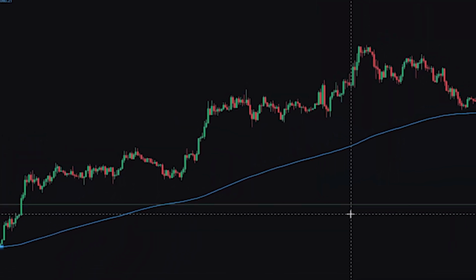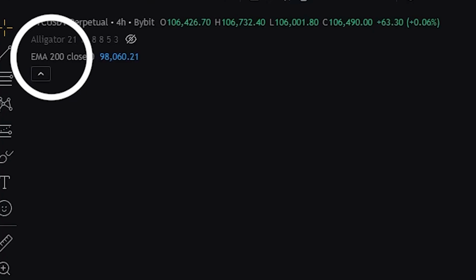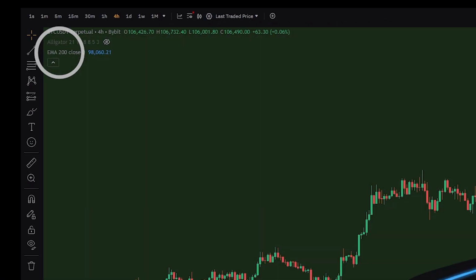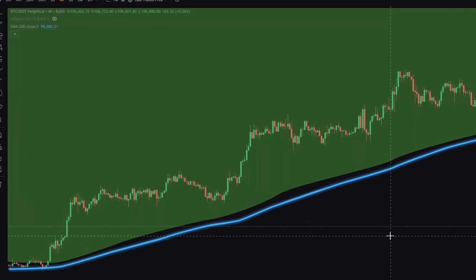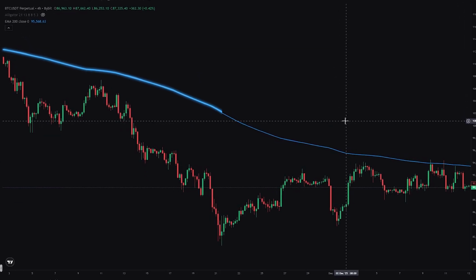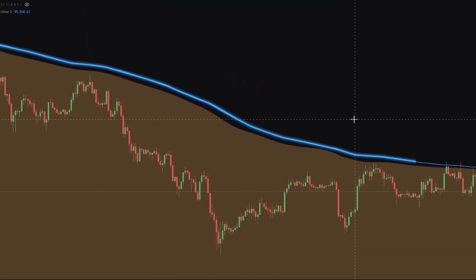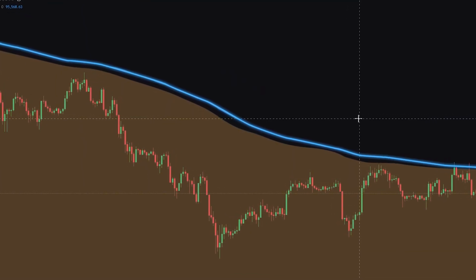To filter trades against the main move, we add an exponential moving average with a period of 200. It serves as a guide for the background trend. If the price is above this average, we take only buys. If it's below, we work exclusively with sells. Such a simple filter removes a huge number of false entries and immediately makes the strategy noticeably more stable.